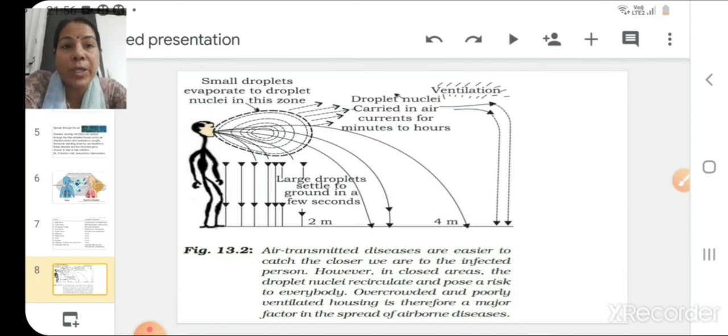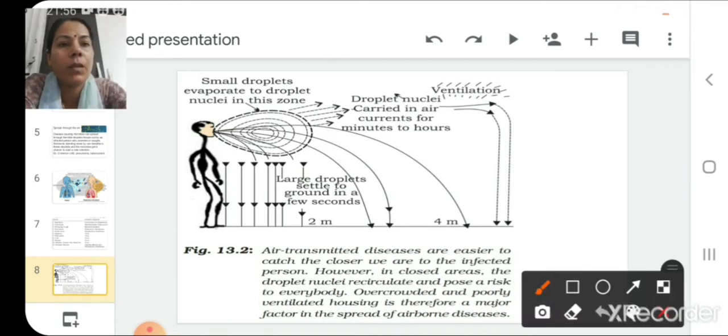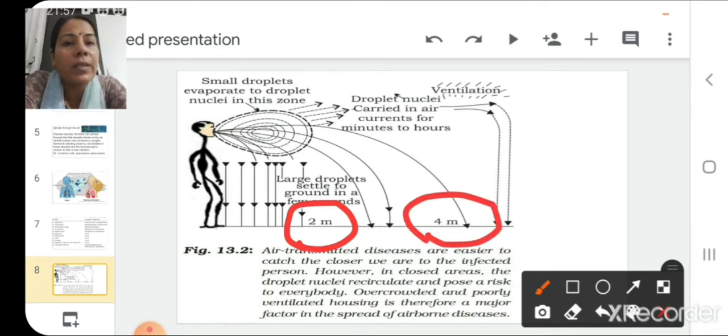Here this diagram is given in your textbook, just to show you how the spread of an infectious agent takes place from an infected person to a healthy person. Here you can see different markings of distance: 2 meter and 4 meter. If this person, shown as a black body here, is infected, in that case small droplets evaporate to droplet nuclei in this zone where he has coughed. So in this particular zone the infectious agents will be there.